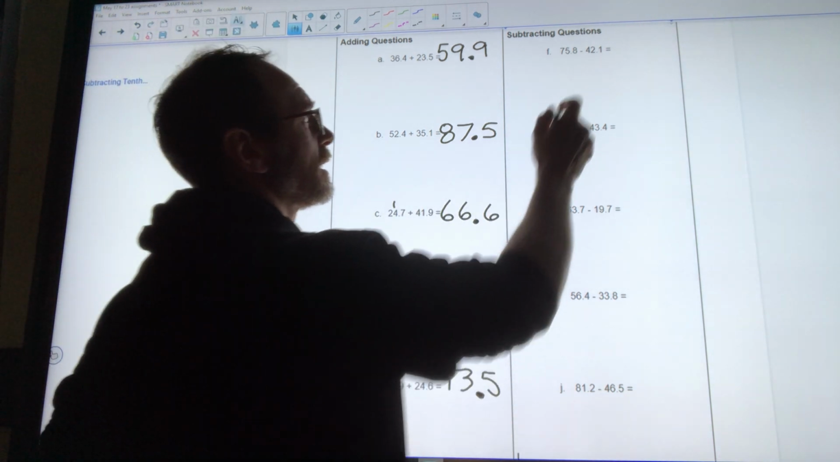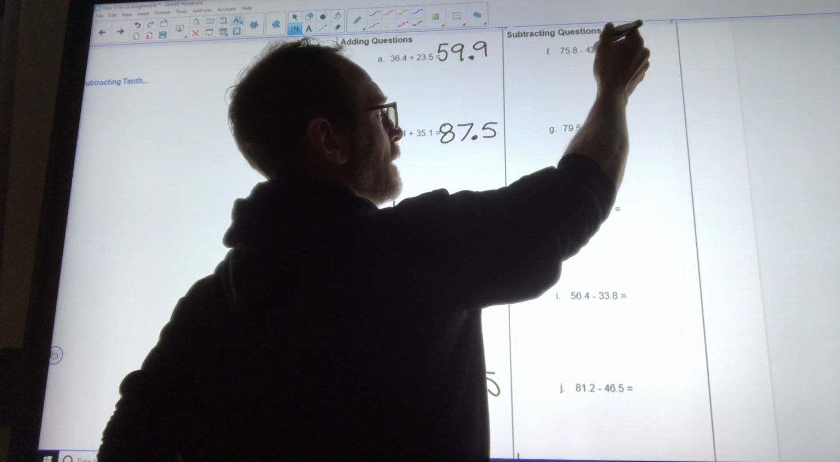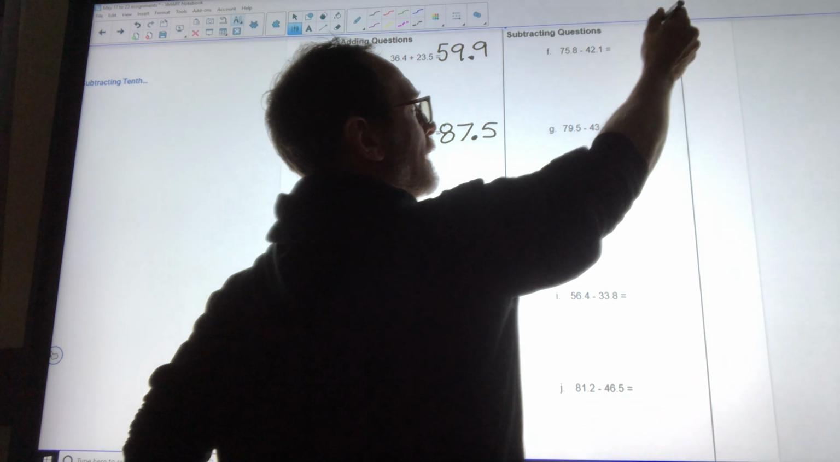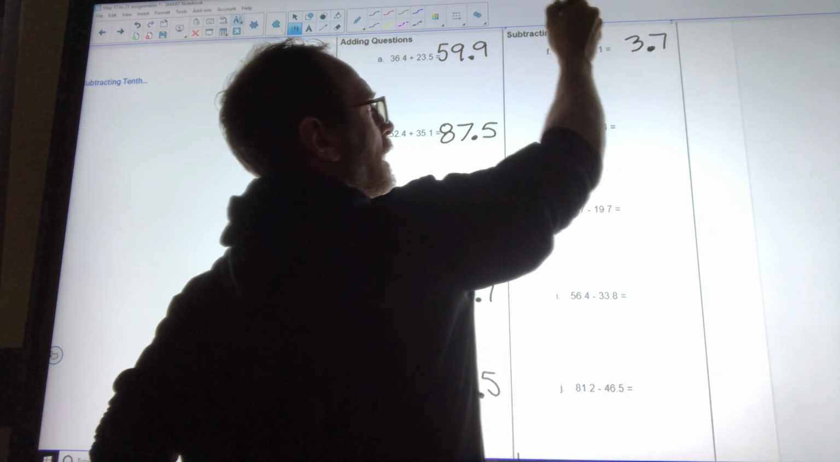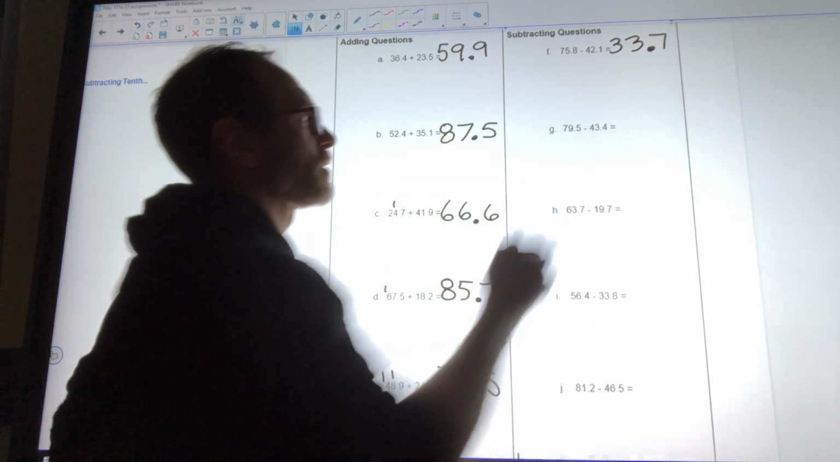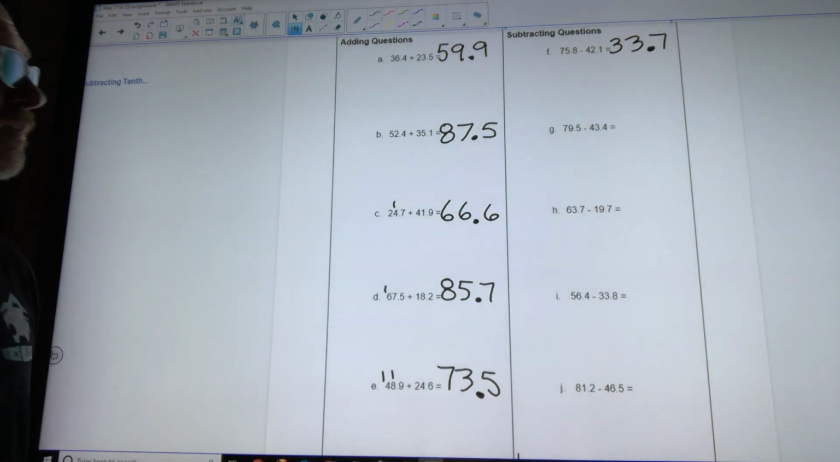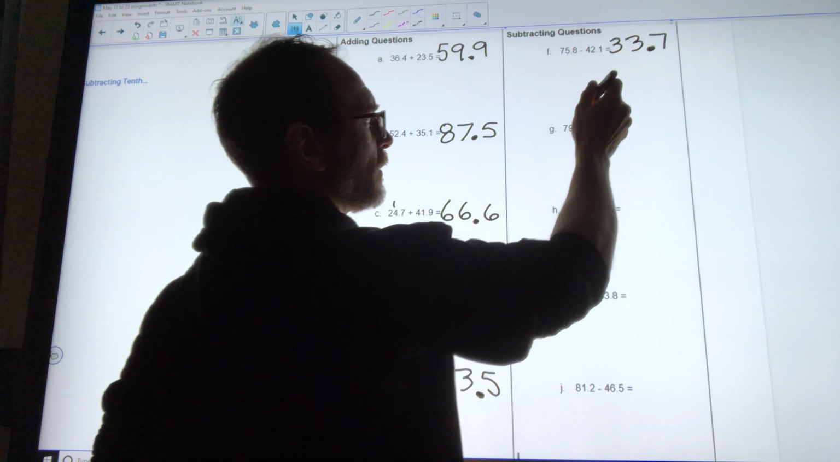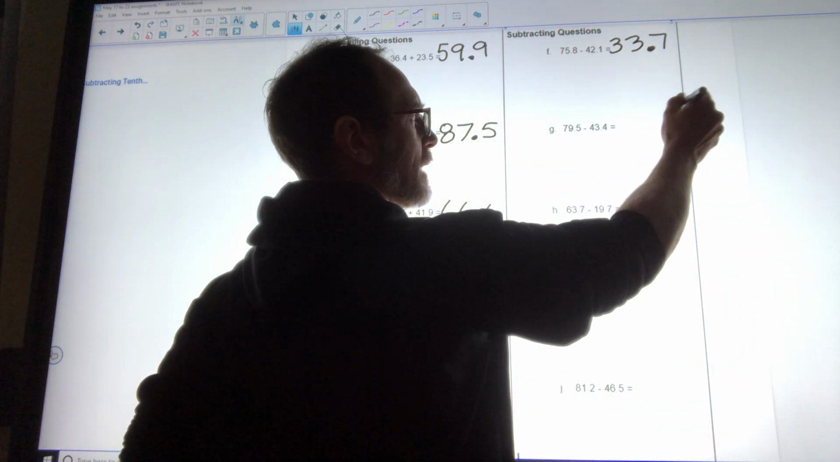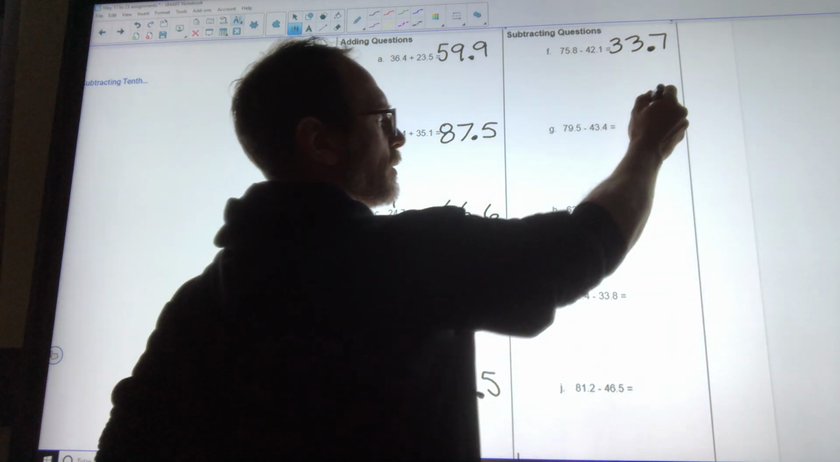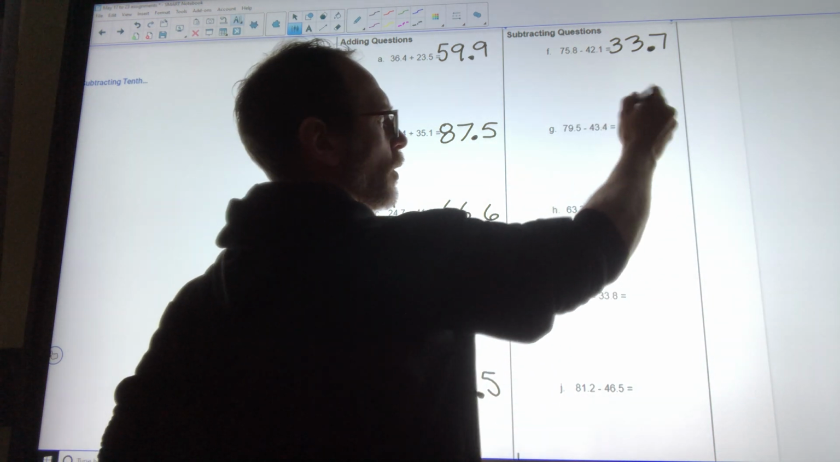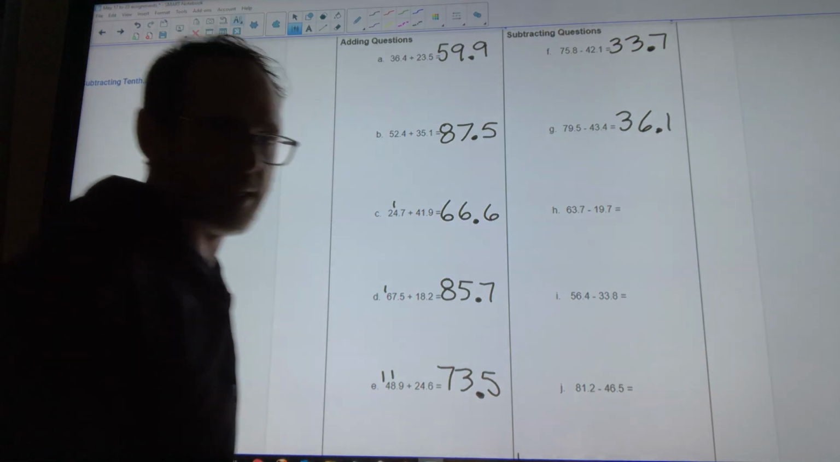Subtraction questions. We have 75.8 minus 42.9. So I know 8 minus 1 is 7. And then 5 minus 2 is 3. And 7 minus 4 is 3. So my answer is 33.7. For G, I have 5 minus 4 in the tenths place, so that's 1. I'm going to put my decimal there. 9 minus 3 is 6, and 7 minus 4 is 3, so 36.1.